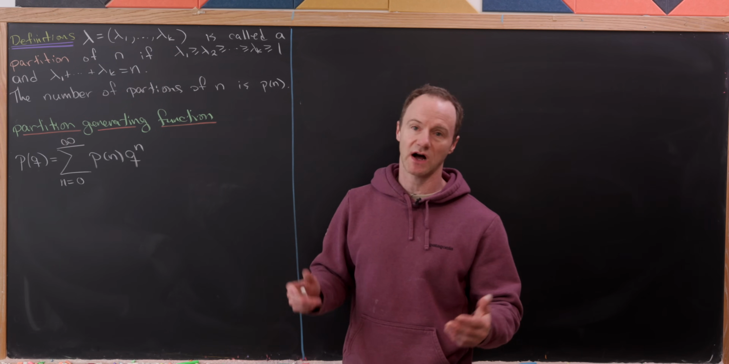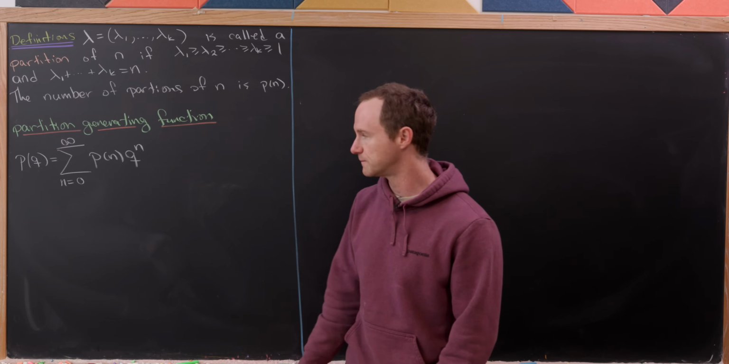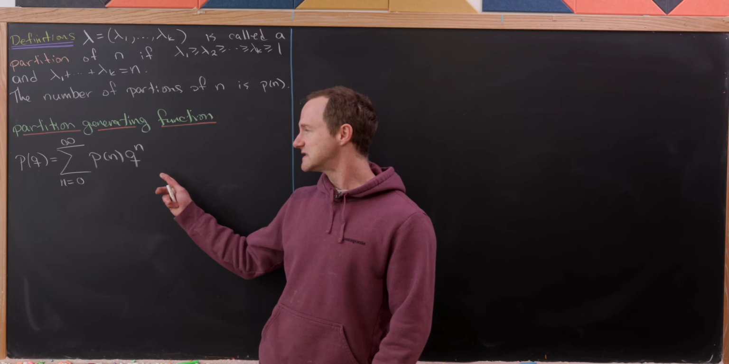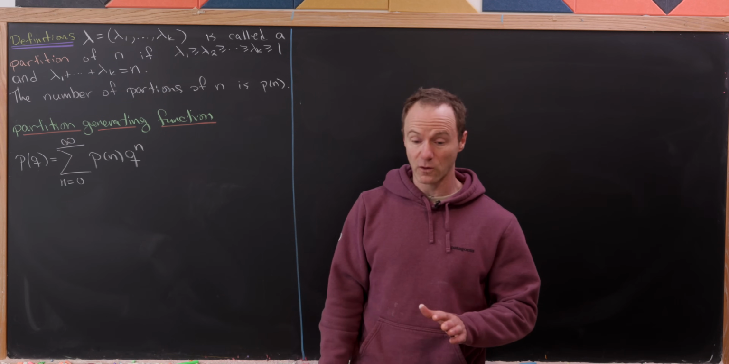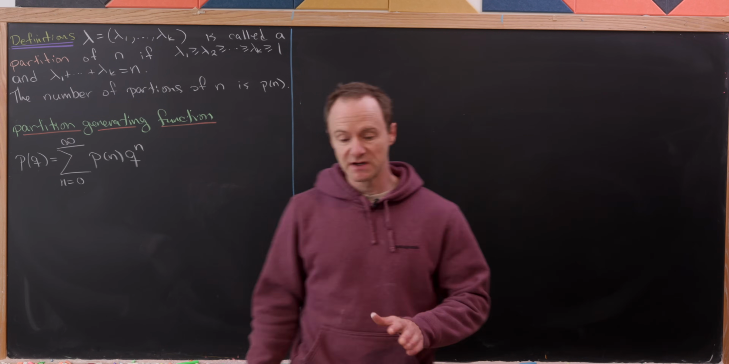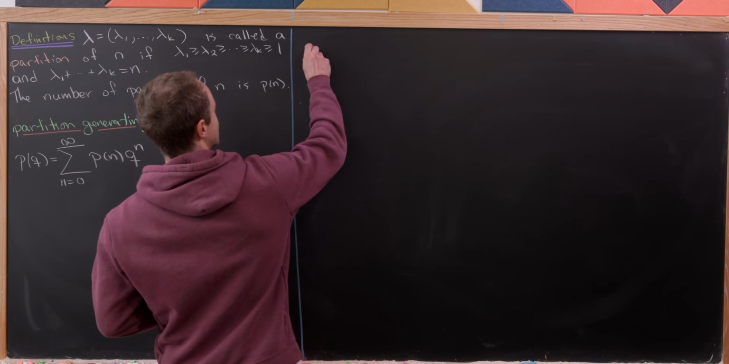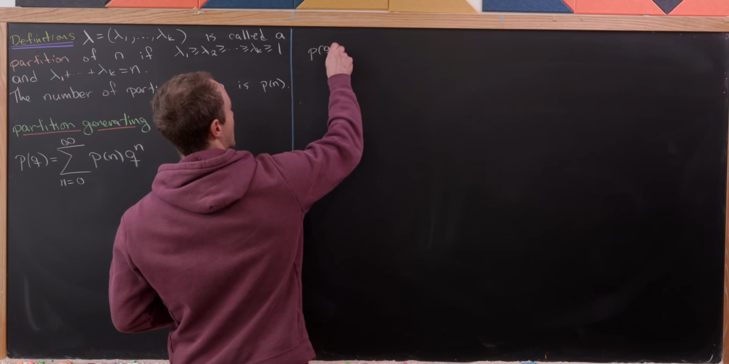And we just use context to see which one we're talking about. Okay, so the nice thing about this is we can get a nice formula for the generating function. So let's do that. So I'm going to start with my p of q right here.